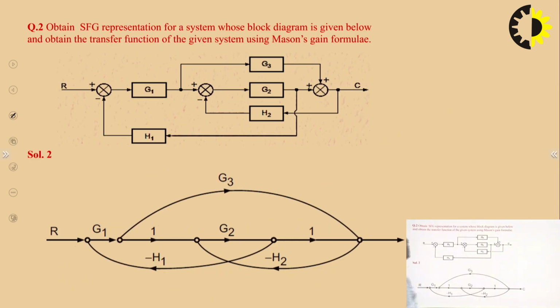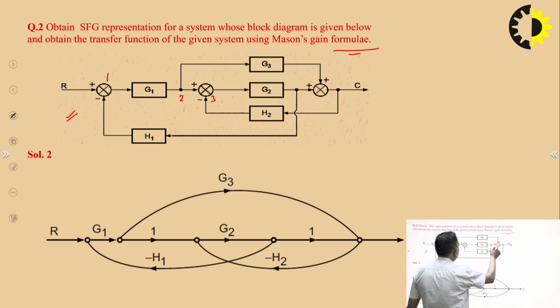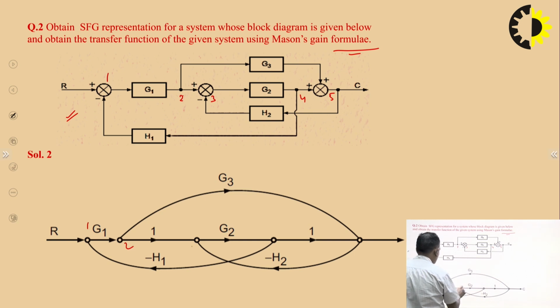Now obtain the SFG of the system whose block diagram is given below, and obtain the transfer function of the given system using Mason's gain formula. As I have already told you, in this type of situation, first of all we have to convert this block diagram into the signal flow graph. So here you can see one node corresponds to this, another node to this, and another to this, then another, then another. It is important to note: here 1, 2, 3, 4, 5.